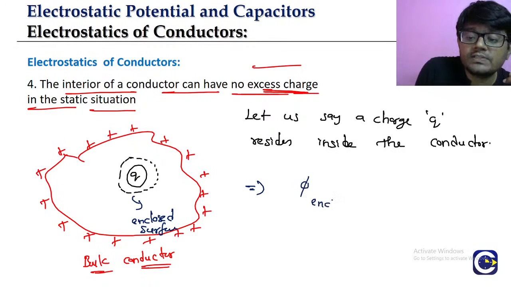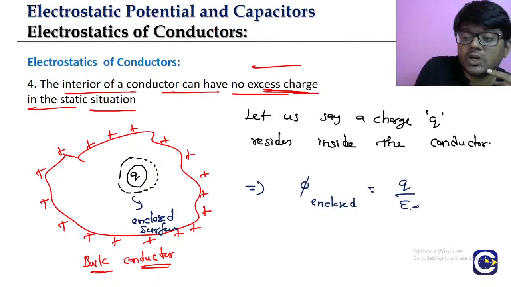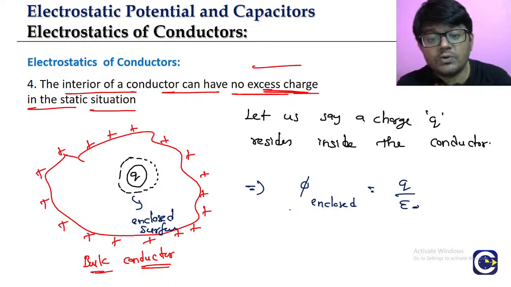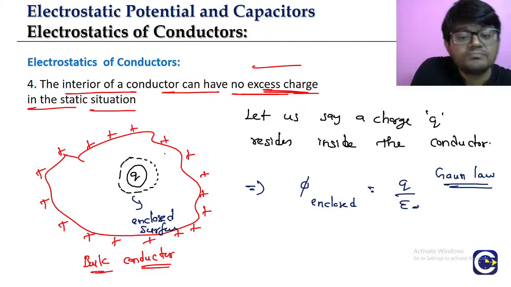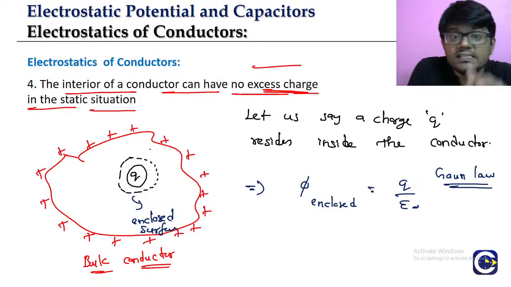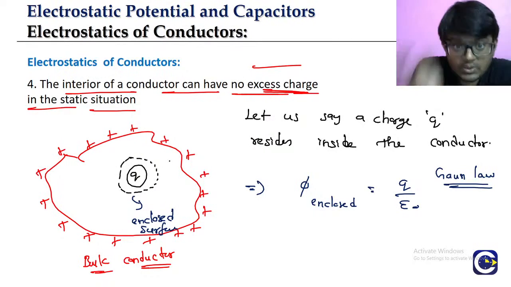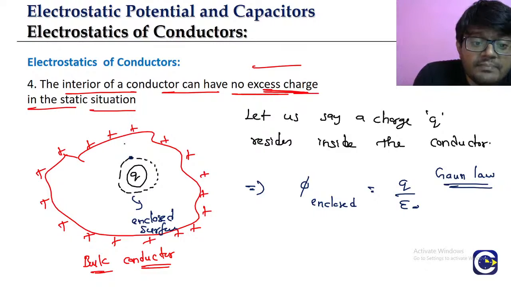Flux through the enclosed surface, Gauss law, right? What is it? Flux through the enclosed surface is charge inside divided by epsilon naught. Gauss law. But look here, the enclosed surface is inside the conductor. It is inside the conductor. Already we made one statement: the electric field everywhere inside the conductor is 0.